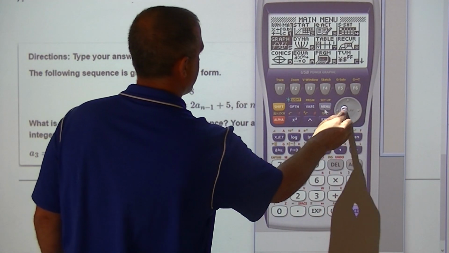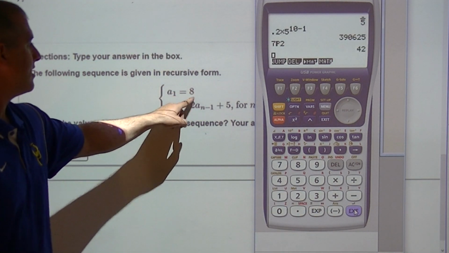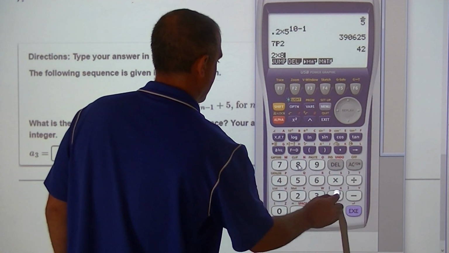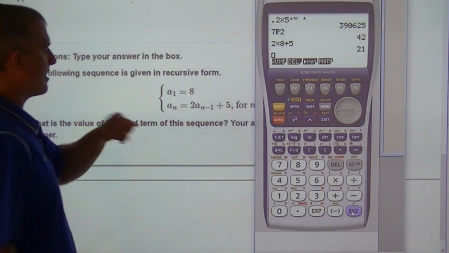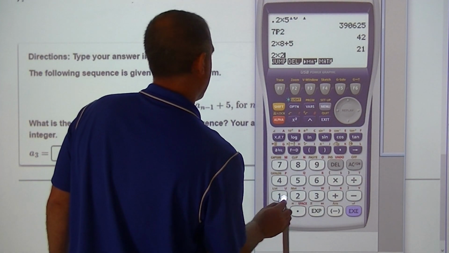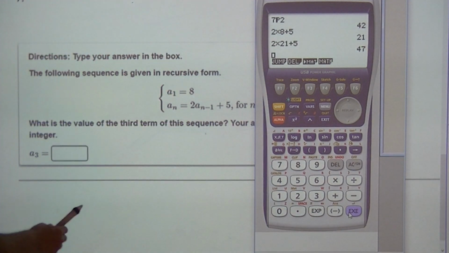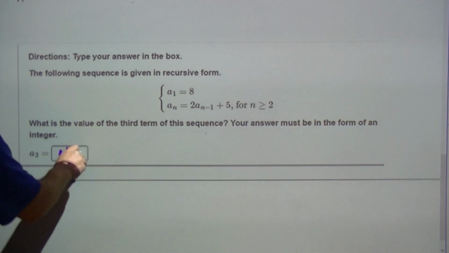What I'm going to do is go to the menu. Now, the idea here is the first term is 8. So I'm going to do 2 times 8 plus 5. That is 21. Then I'm going to take that same result and do 2 times 21 plus 5. That's going to be 47. So that was the second term, that was the third term. So I'm done with that one.